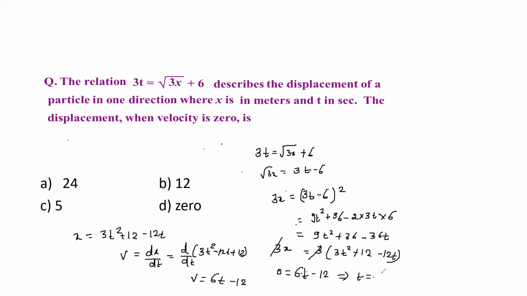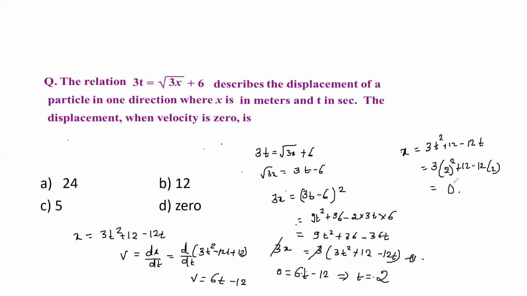So when t is equal to 2 seconds, substitute t is equal to 2 in this equation. That is nothing but x is equal to 3t square plus 12 minus 12t, t is equal to 2. So 3 into 2 square, 2 square is 4, plus 12 minus 12 into 2. So if I simplify this, I am getting the answer as 0. I am getting the answer as 0. See here students, what I did.